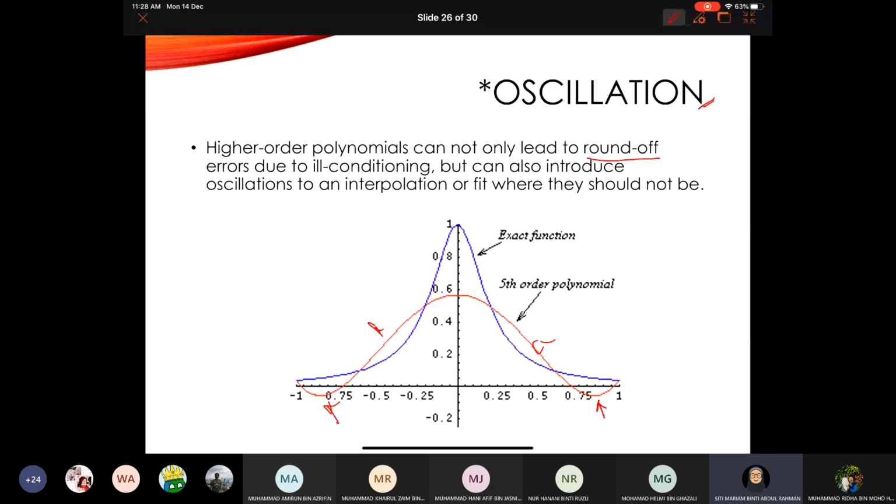So kalau try pakai Excel tu, you can try the polynomial tu kan. Dalam Excel rasanya boleh sampai 6th order. So try doing the function up until 6th order katakan, and you will see that at one point dia akan ada oscillation tu. So you know that higher order is not resulting with a better fit.